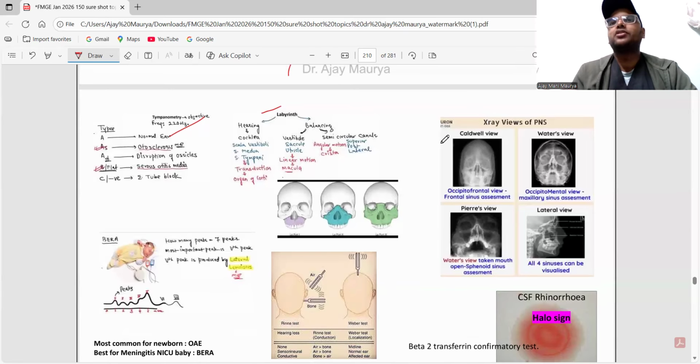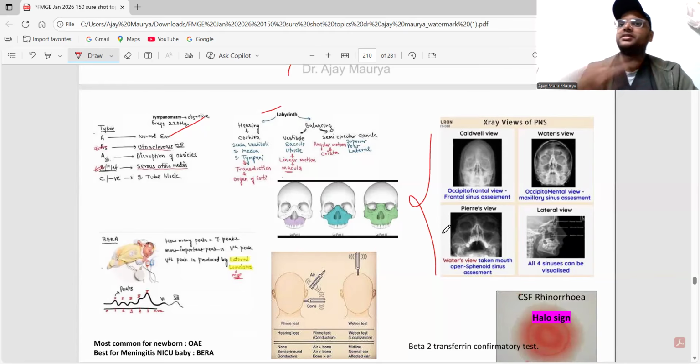Yes, some extra you have to master. I think everyone knows about this. It's the Caldwell view, the Waters view, the Towne's view and the lateral view. Okay. So this is what you have to remember. This is the Towne's view.